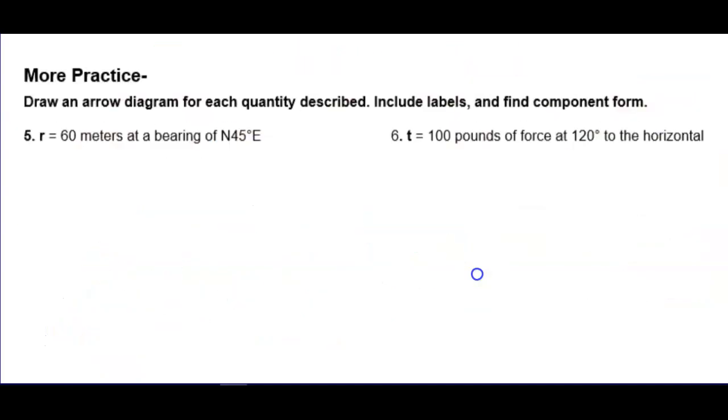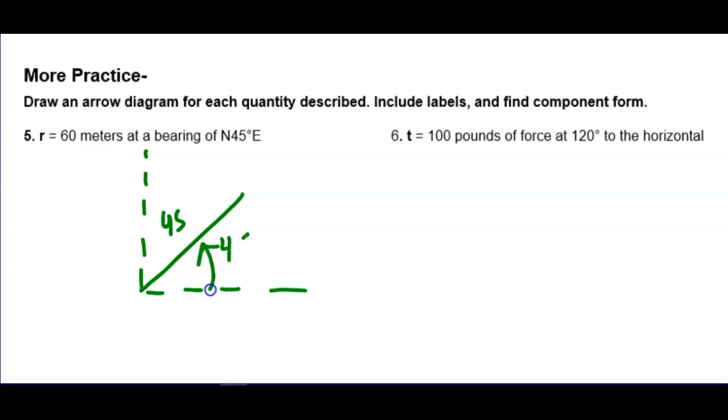There are 3 of these here for you to draw. This is off of north 45 to the east. I should have made that dotted. So off of north 45 to the east would also be off the x-axis 45. And this one is 60 meters long, and you can call it R. So you're just going to do 60 cosine of 45, 60 sine of 45. This one you're going to do 100 cosine of 120, 100 sine of 120.